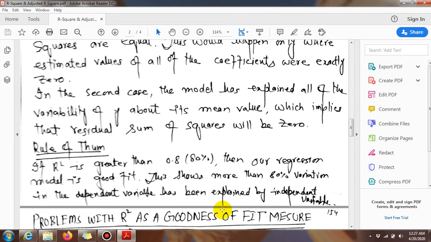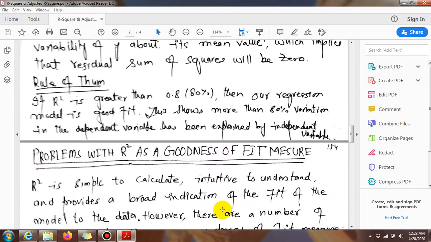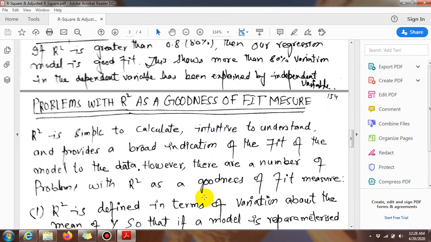Okay, there are some problems with R square as a goodness of fit measure. R square is simple to calculate and intuitive to understand, and provides a broad indication of the fit of the model to the data. However, there are a number of problems with R square as a goodness of fit measure.